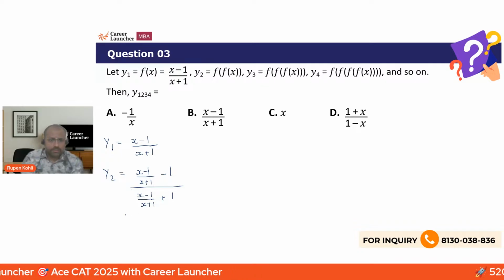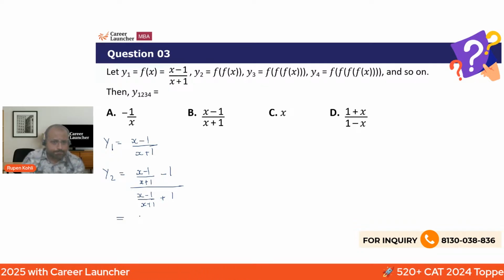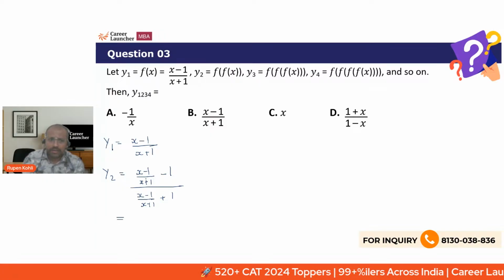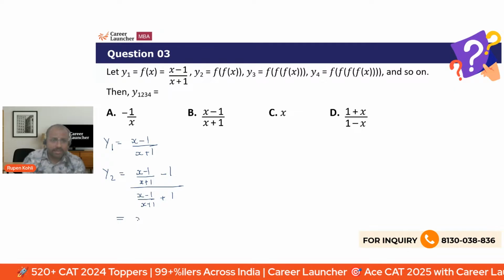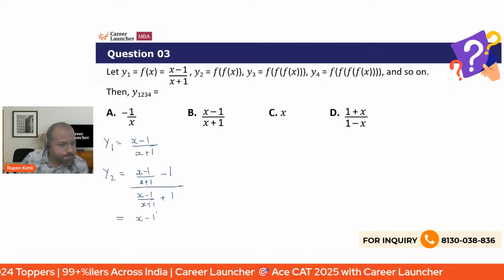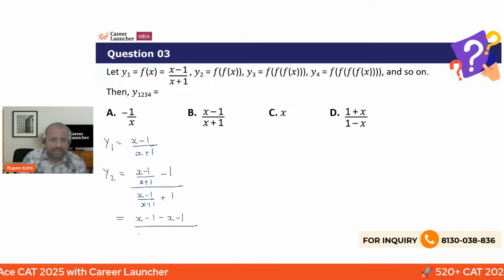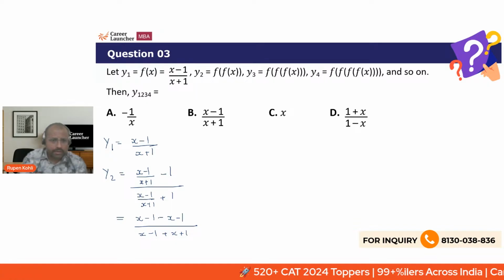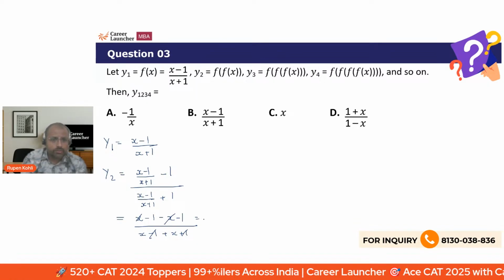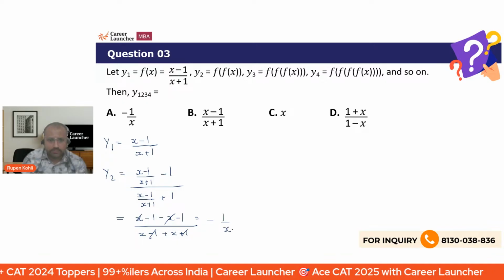What does this work out to be? So x plus 1 will cancel in the denominator. I'll have x minus 1 in the numerators for both. I'm just writing it so that it is clear. X minus 1 minus x minus 1, over x minus 1 plus x plus 1. So here the x's will cancel off, here the ones will cancel off, and this will be minus 2 over 2x, or minus 1 over x.